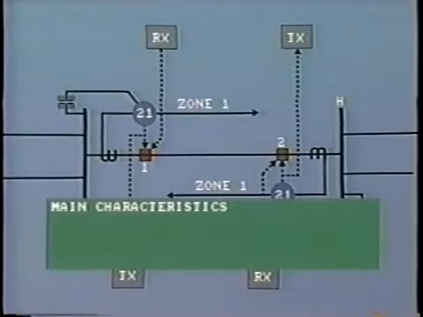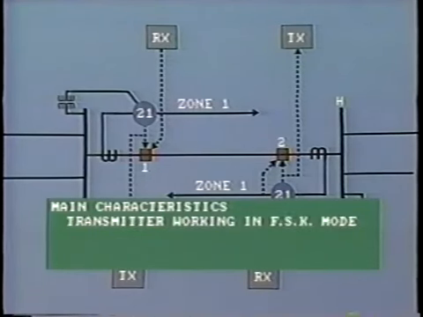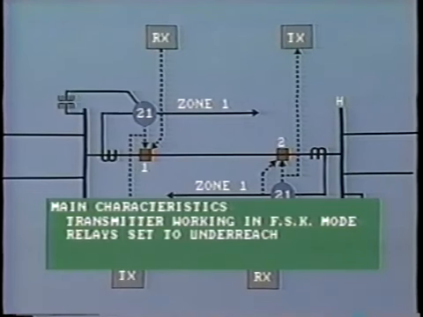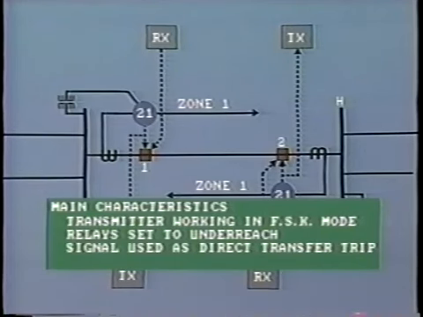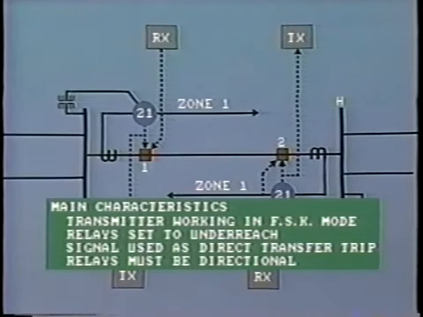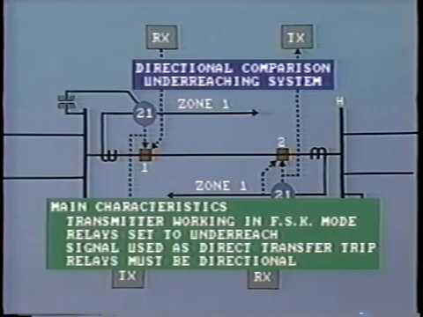Note the main characteristics of this protective scheme. The transmitter is working in the FSK mode. The relays are set to underreach. The signal is used as a direct transfer trip. The relays must be directional. This scheme is known as the Directional Comparison Underreaching System.